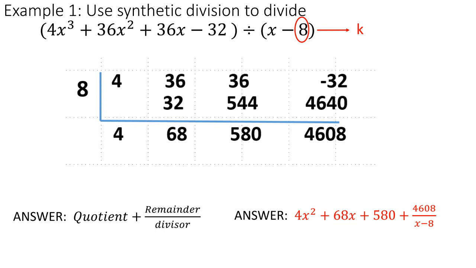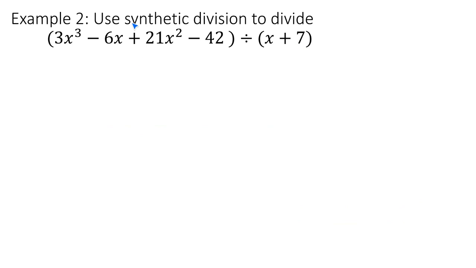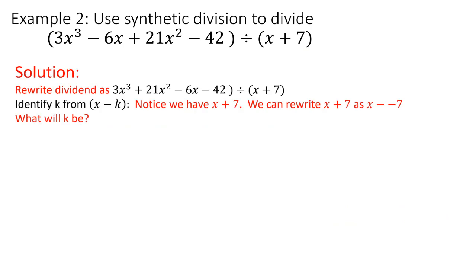Okay, let's go to another one. All right, so here we need to identify k, and we also need to make sure that our dividend is in descending order. You can see here we have a 3, but then we go to x to the power of 1 and then x to the power of 2. So we need to rearrange these terms. Let's go ahead and do that. So we would end up with 3x cubed plus 21x squared minus 6x minus 42, divided by x plus 7.